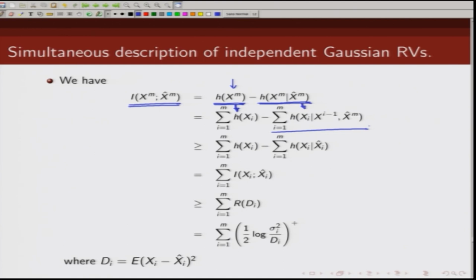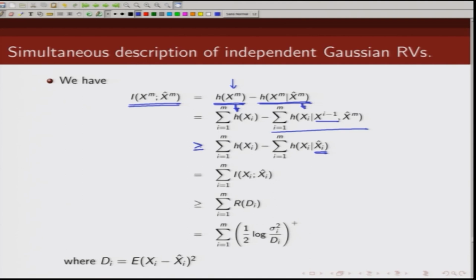Now this is conditioned, xi is conditioned on the sequence x1 to xi minus 1 and x hat m. We know that conditioning cannot increase entropy. So if I just condition it only on x hat i, then this is a larger quantity. So I can lower bound this mutual information.